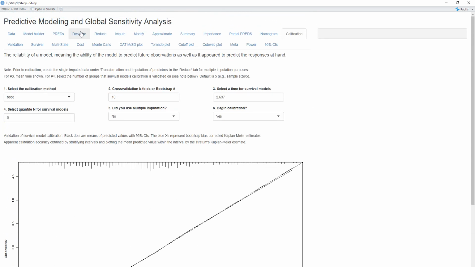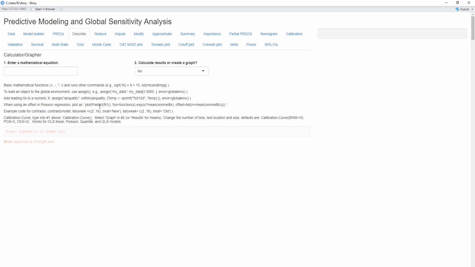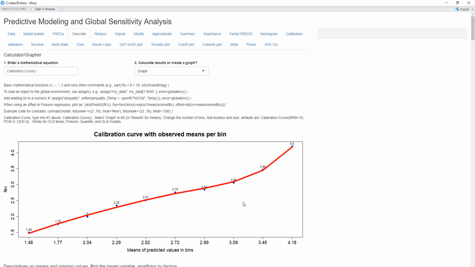I'm going to go back to the Describe tab. I have a default function called calibration curve that you can just copy the text right here, enter it into number 1, turn number 2 to the graph option, and it produces that calibration curve for you. So that's the traditional calibration curve.